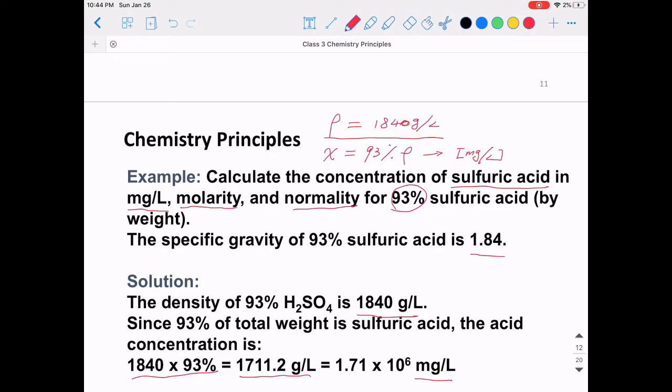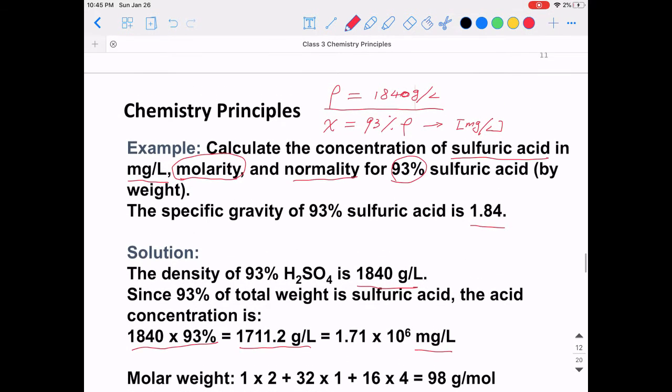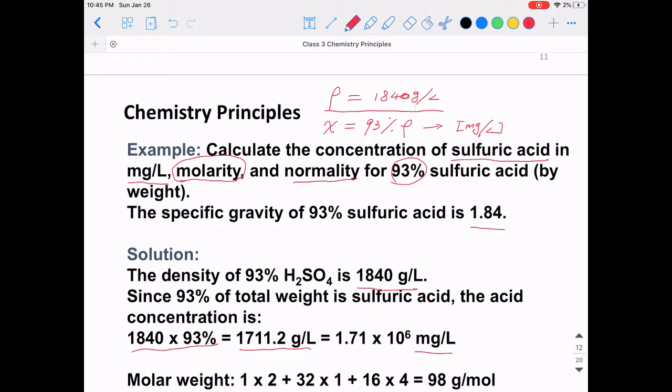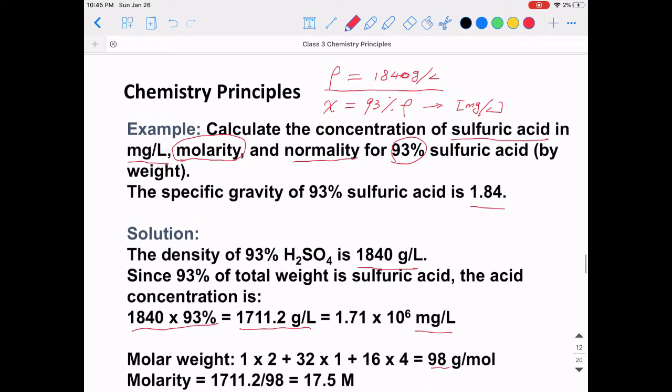Okay. So then, since we have the mass concentration, how do we calculate molarity? We can directly use the mass concentration and divide that by the molecular weight of sulfuric acid to get molarity, right? So basically, we have to calculate the molecular weight. As we have shown before, the molecular weight of sulfuric acid is 98, right? In order to calculate molarity, we can directly divide the mass concentration by 98, and that is going to give us 17.5 M. This is showing the molarity.